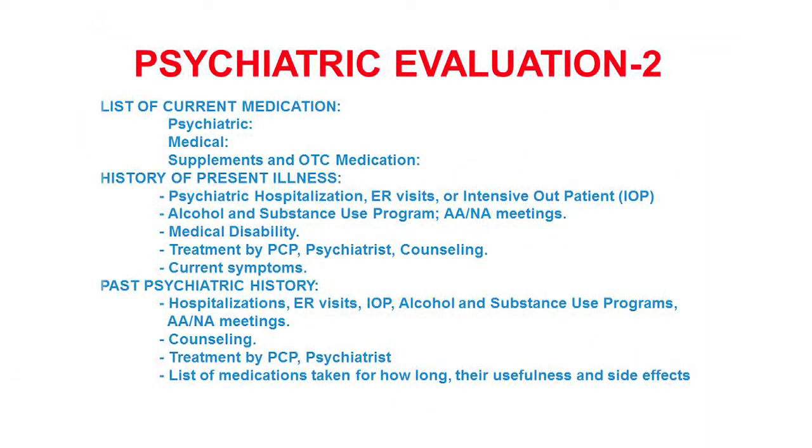you have. Further, I do want to know the past psychiatric history, namely have they been hospitalized in the past and how many times and when were those hospitalizations, and the emergency room visits, intensive outpatient, alcohol and substance abuse programs, and whether they have been to AA or NA meetings, have they ever had any counseling, and again at what age and when they started and what was the reason for it. Further, have they been treated by primary care physicians or psychiatrists, and I also want to know the list of the medications they have taken and how long, whether they were useful to them or the side effects that they experienced.